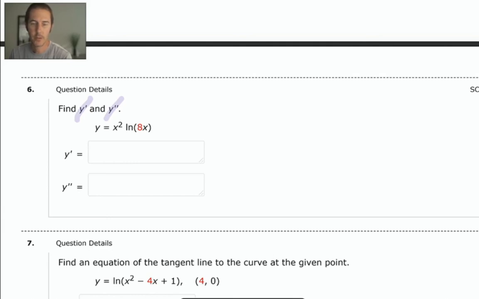You're looking at the quotient rule. Well, the x squared over the 8x is going to simplify. So make sure you simplify your first derivative as much as possible, and that should make taking the second derivative that much easier.